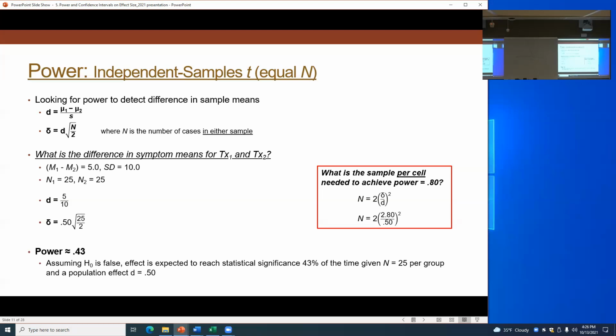to go through, so I need 126 people in the full study in order to adequately power this, because again, power of 0.43, I'm not super excited about that. Questions about what we did with our independent sample here?